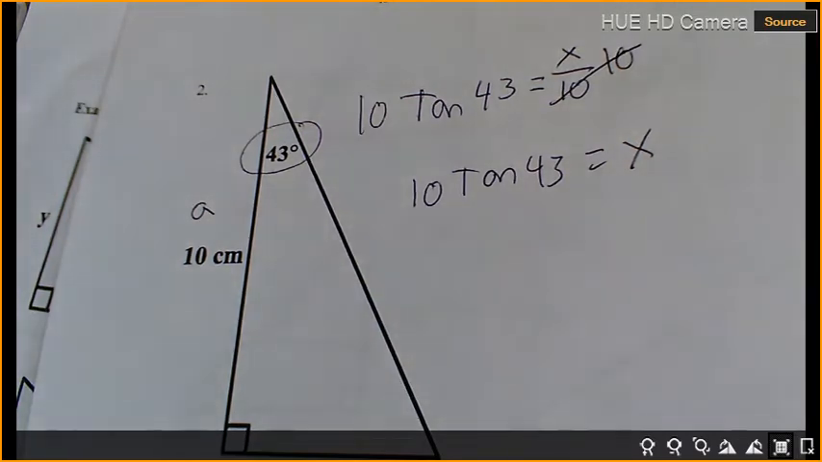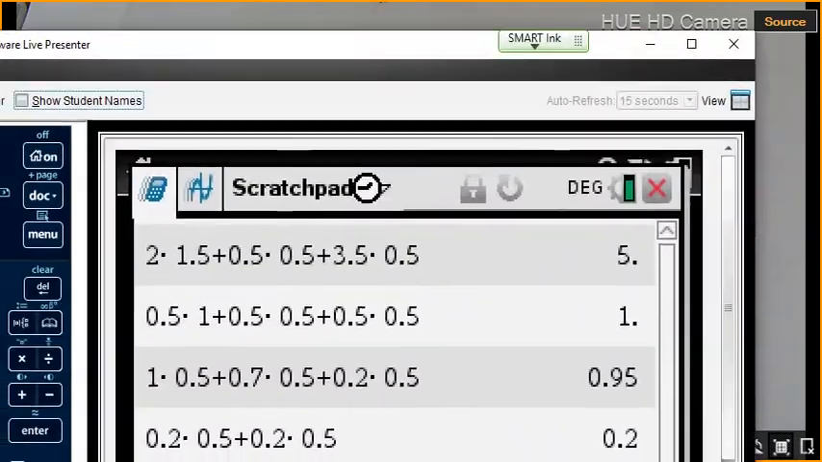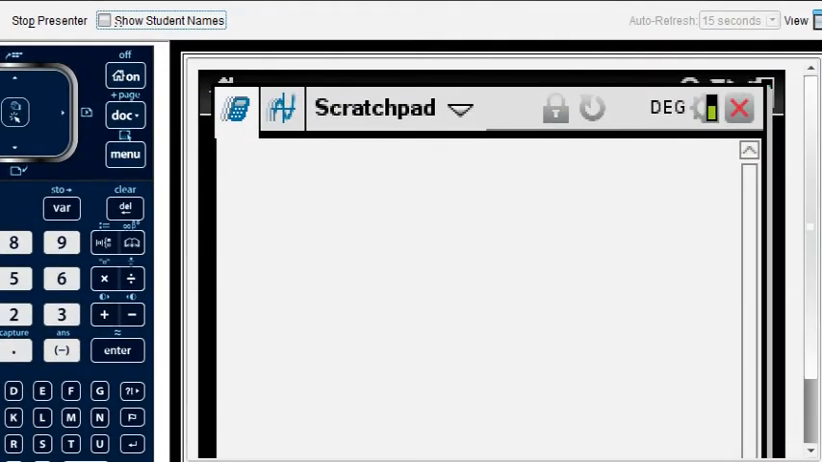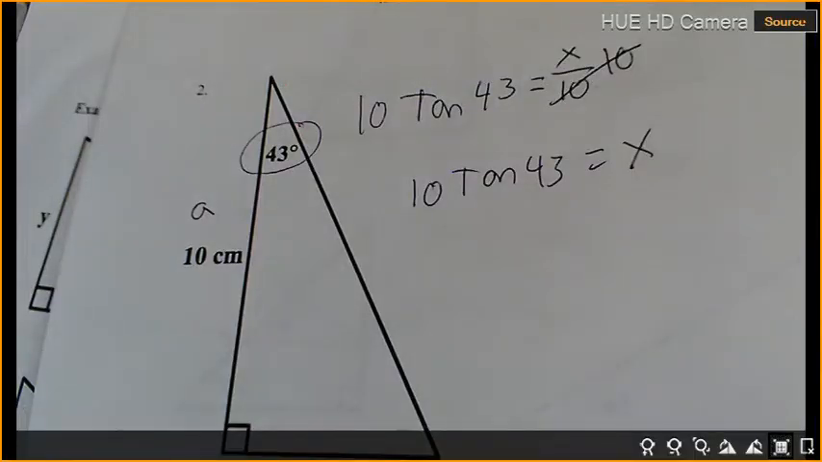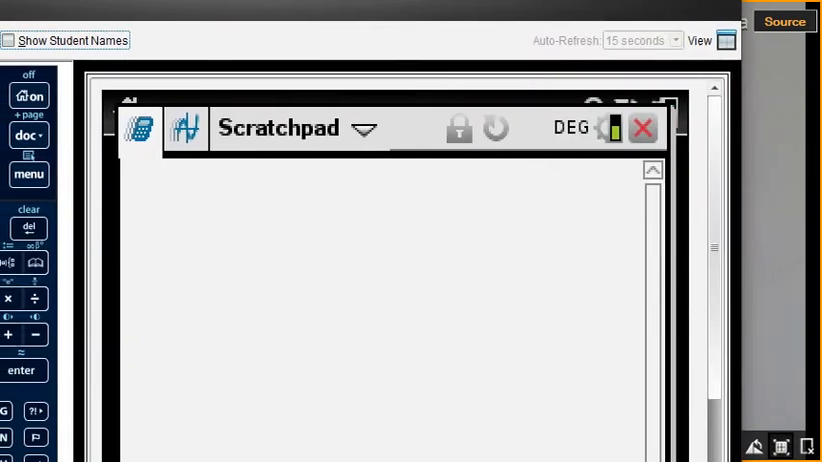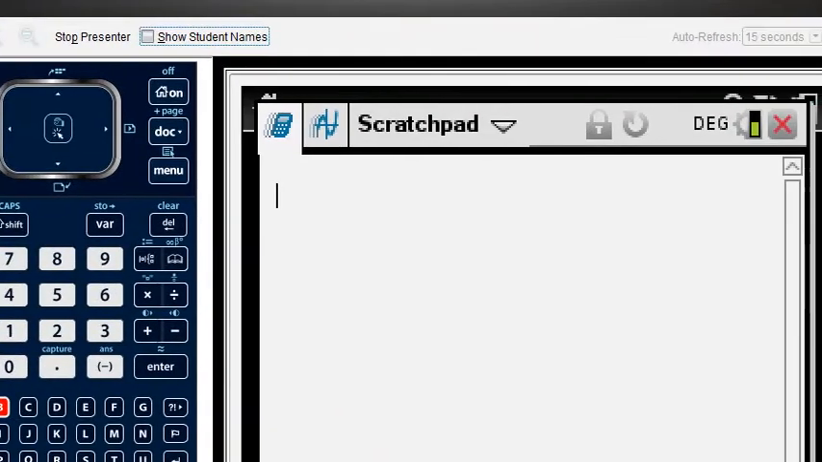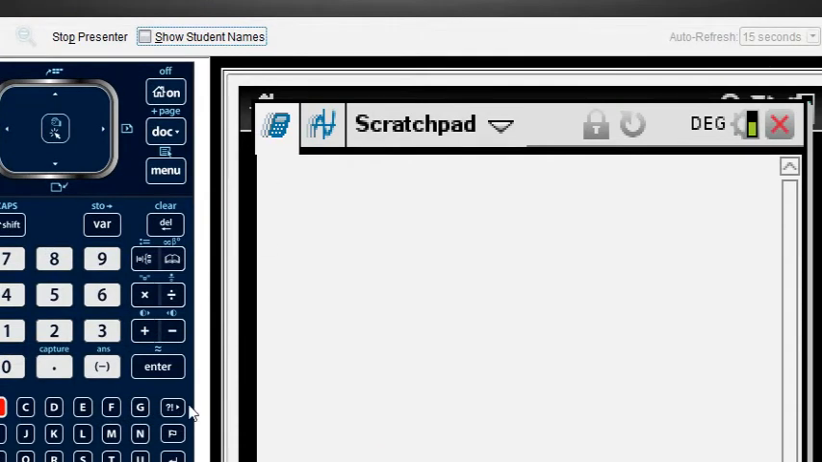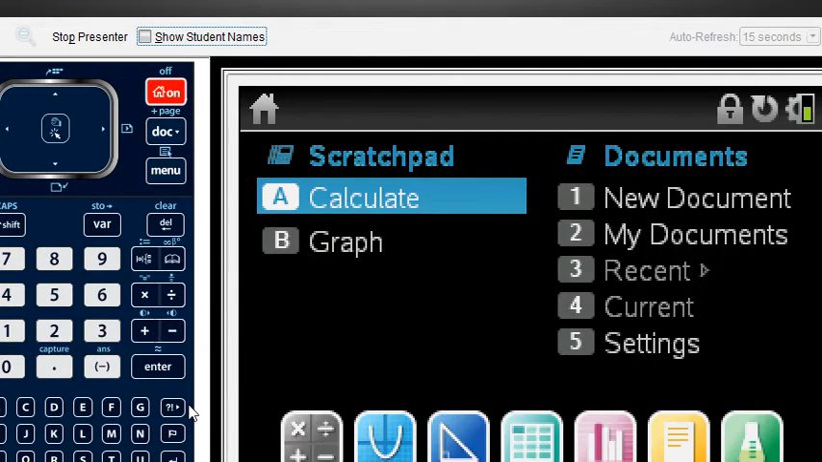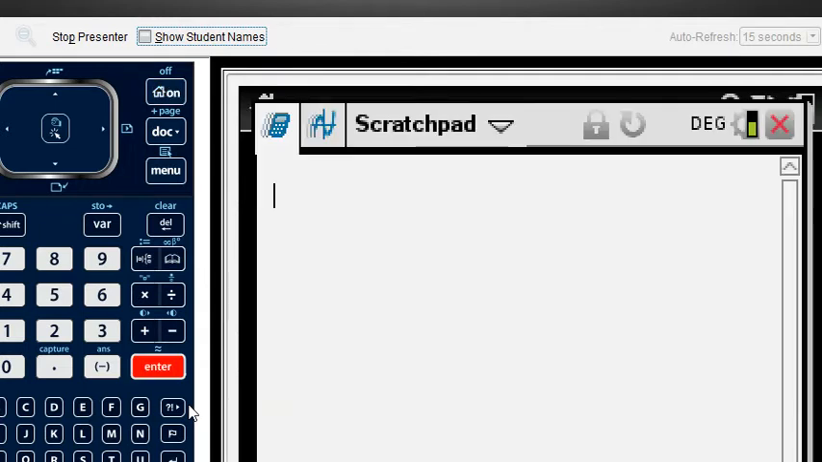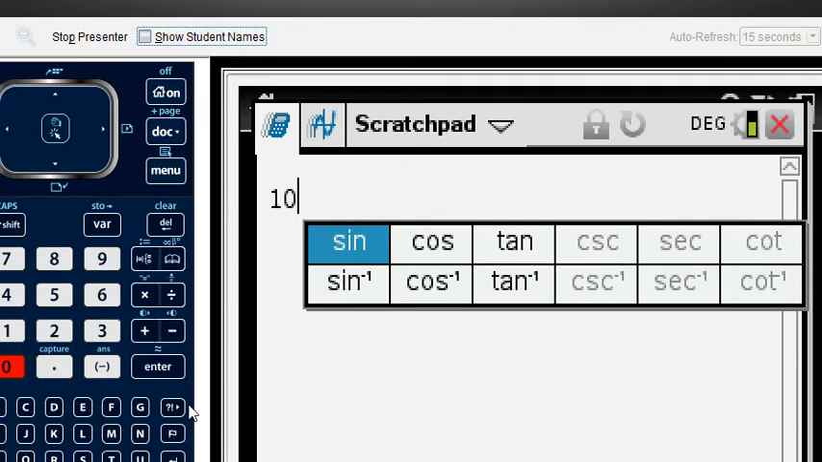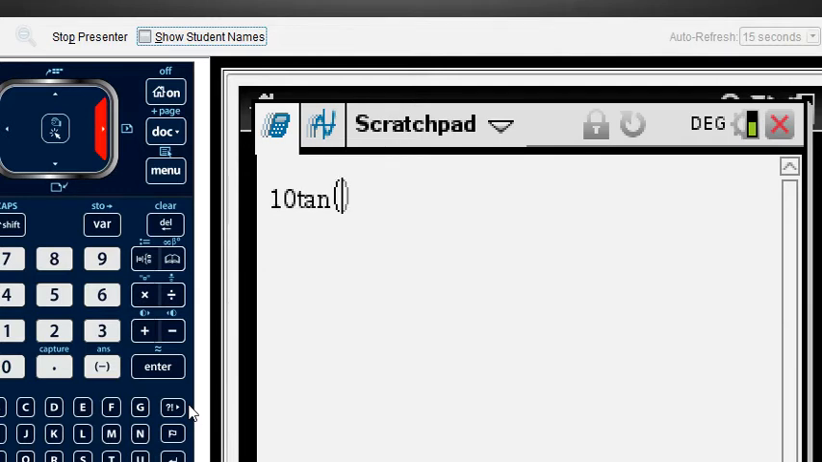Okay, so here is what your calculator is going to look like. If we're on our home screen of our calculator, you're going to open up a calculator page like this. And we're going to put 10. And then we're going to hit the trig button. Do you guys see the trig button? It's right next to the 7. And we're going to hit tan and then hit 43.